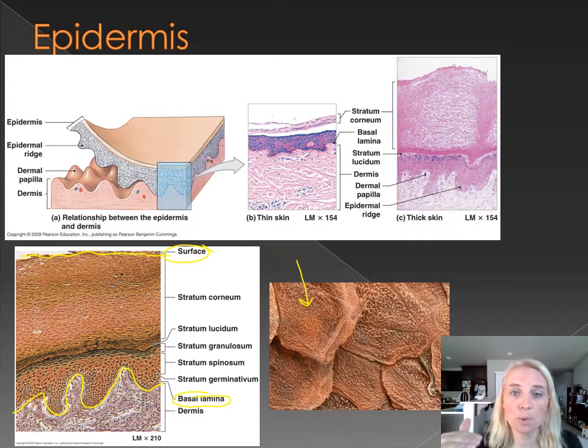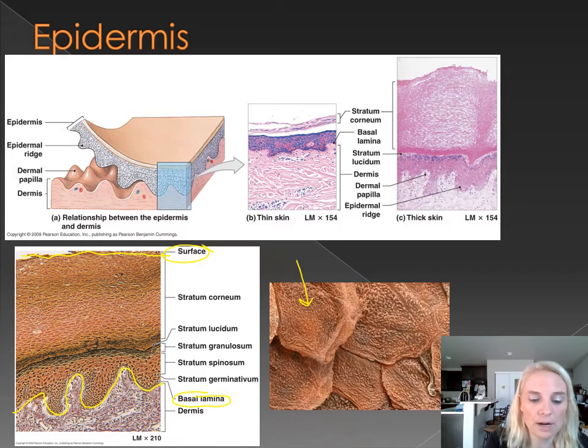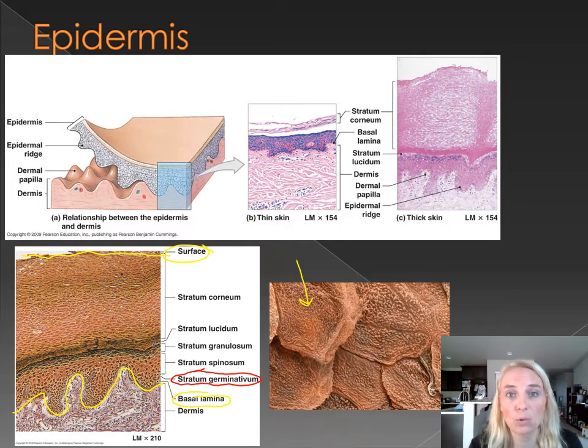So I will talk about the differences between thick and thin skin as we go through these different strata. I'm just going to start from the bottom and go up. So the first layer is called the stratum germinativum. It is the cells that stick right on that basal lamina, so they're going to have the hemidesmosomes anchoring that stratum germinativum, or I think it's now called basal.